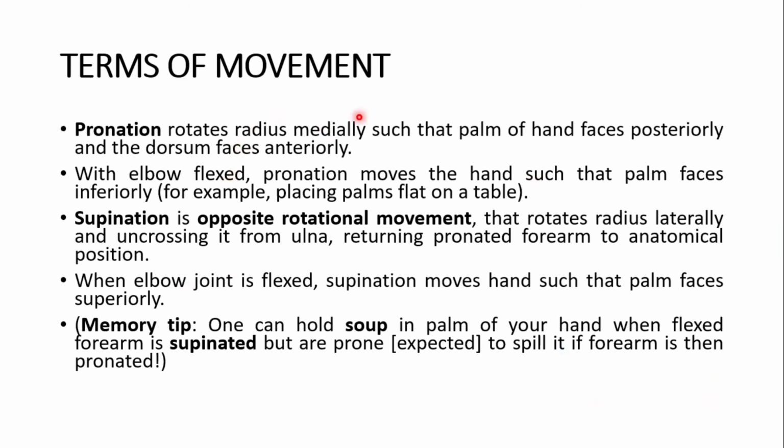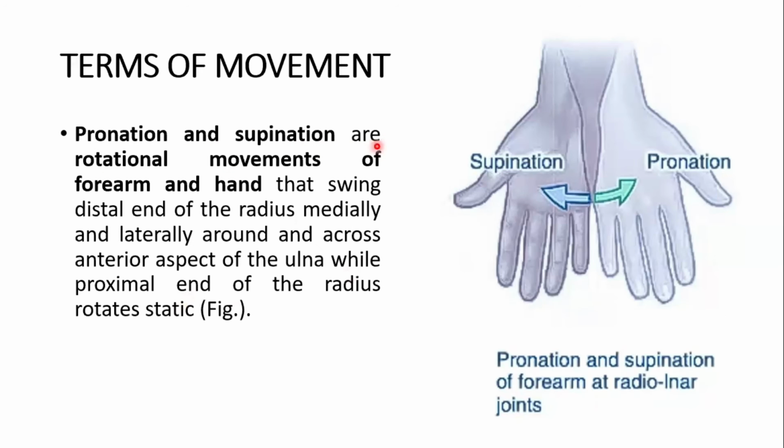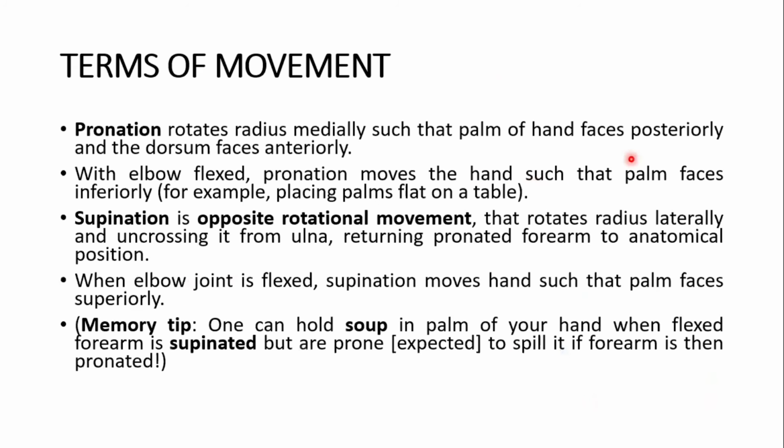Pronation rotates the radius medially such that the palm of the hand faces posteriorly and the dorsum of the hand anteriorly. You could see this. This is the supination, where the palm would face anteriorly, and pronation is the other way. With the elbow flexed, pronation moves the hand such that the palm faces inferiorly, for example, placing palms flat on a table.